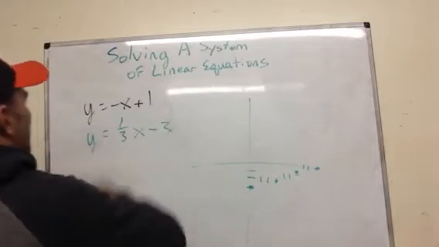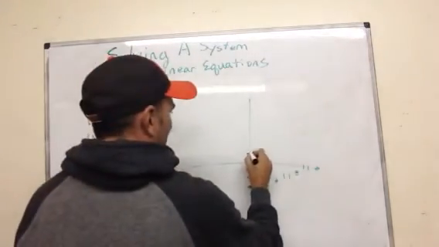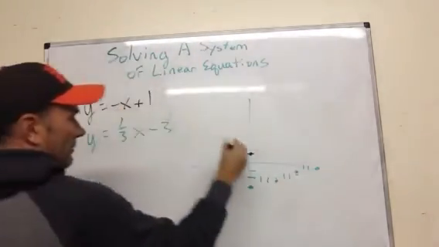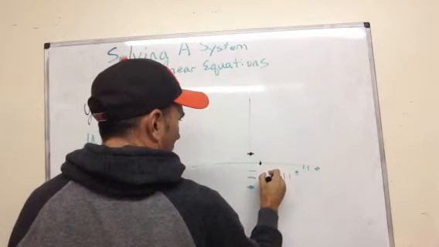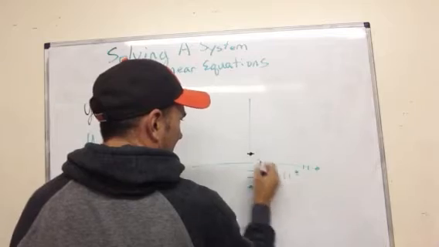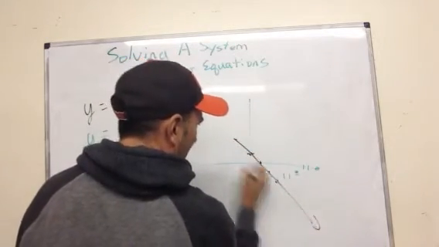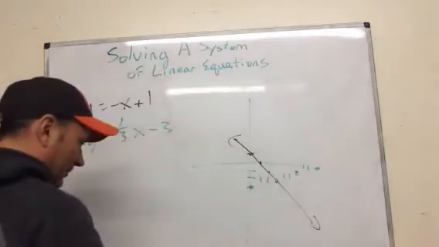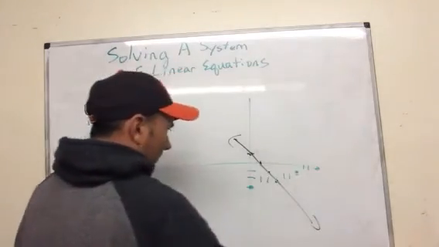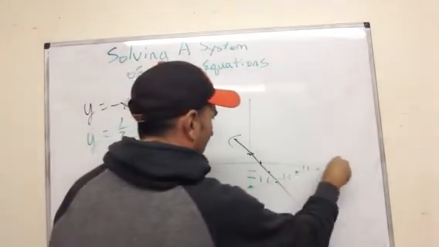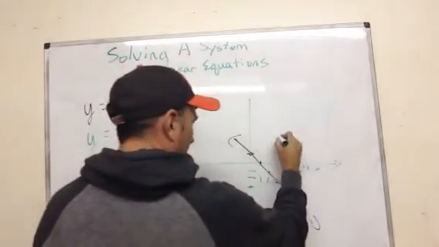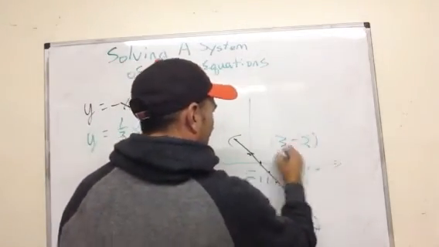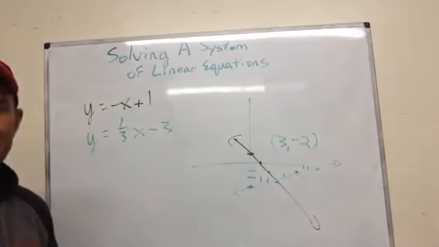Graph the other point. I'm up 1. And now this slope is a negative 1. Down 1 over 1. And I see that it crosses here. It kind of overlaps. That's what I'm hoping for. So my answer here is 3, negative 2, where those points intersect.